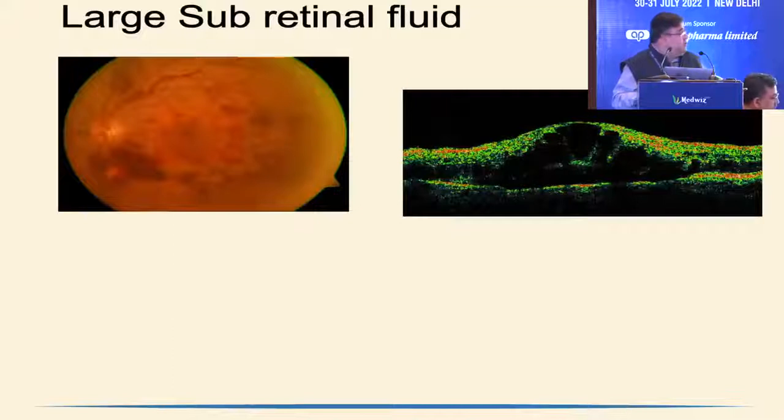Large amount of subretinal fluid. Dr. Rishi is going to be talking about these biomarkers also in his talk, which can guide what kind of pharmaceutical agent you will be using in treating these eyes.